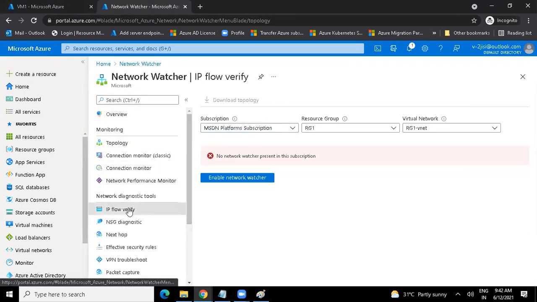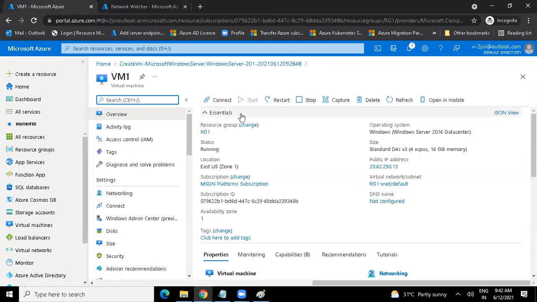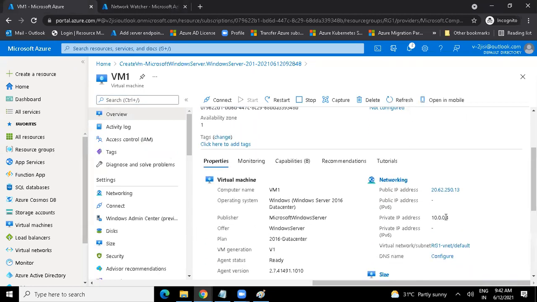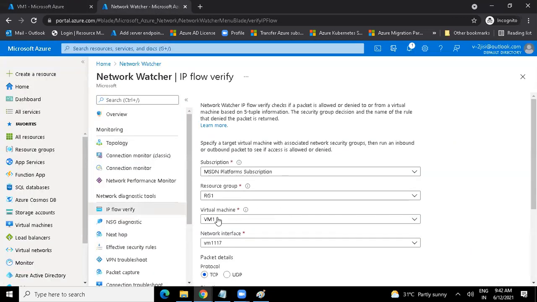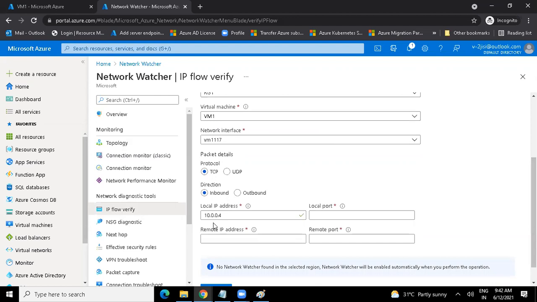See, IP flow verify. What is IP flow verify? I have created a virtual machine number 1, right? This is the public IP of virtual machine number 1, and this is the private IP 10.0.0.4. From my laptop, I am trying to go to VM number 1. Would I be able to connect to VM number 1? What is the private IP of VM number 1? This is the private one. Now let's say from my laptop, I am trying to take the RDP of the VM.